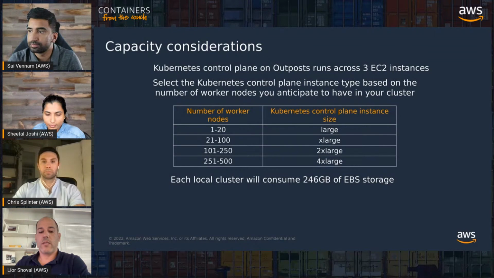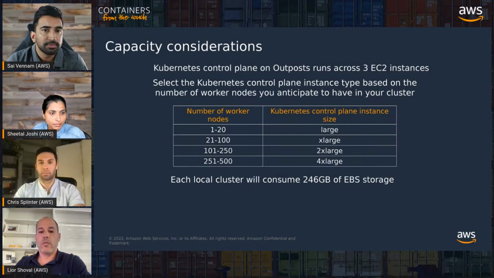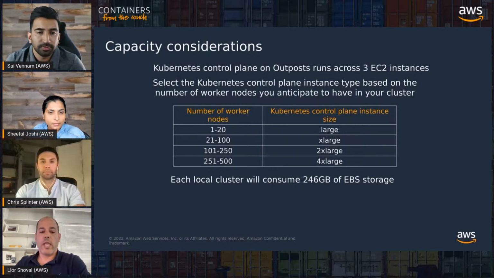And when planning for your cluster, you can use this rough guideline that's also available in our public documentation that maps intended number of worker nodes to an instance type or instance size for the Kubernetes control plane. So for example, if you plan on having 50 worker nodes, you may want to go with an extra large instance type, such as an M5D extra large. In addition, each local cluster will consume 246 gigabytes of EBS storage, which is mainly due to etcd performance requirements. All of the numbers you see here are the result of extensive testing we have run prior to launching this feature.